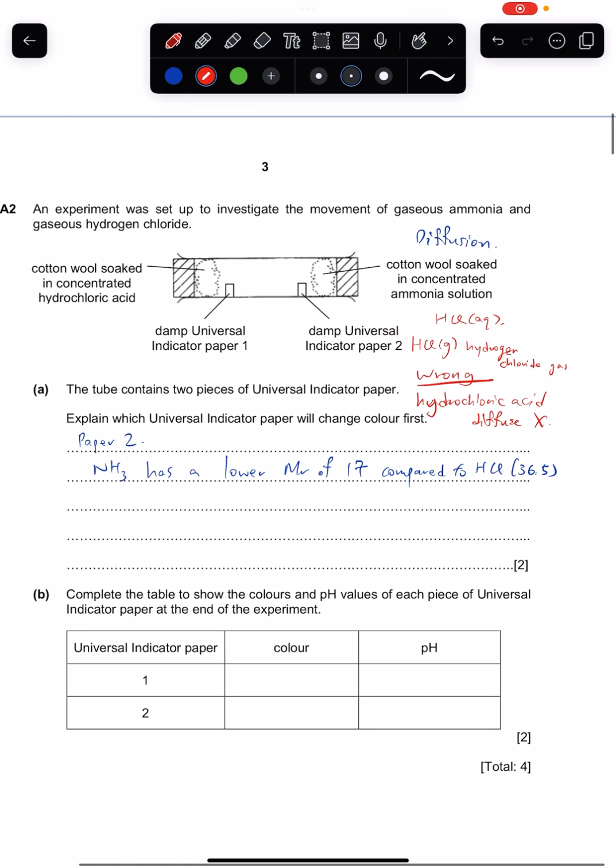So in this case, for the first mark, I will tell you it's the lower Mr of this. So your ammonia will diffuse faster. Faster to where? Faster to the left than your HCl diffuses to the right.